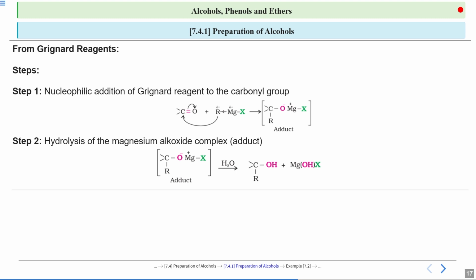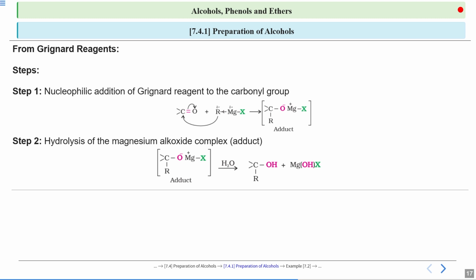Now this OH is attached with the carbon, and the carbon is making three other bonds besides the OH bond. If the other three bonds are with R groups, then it is a tertiary alcohol. If the other three bonds are hydrogen, then it is a primary alcohol. And if of the other three bonds two are R groups and one is an H atom, then it is a secondary alcohol. Plus, the side product will be MgOHX in this reaction. So this is the two-step reaction happening.